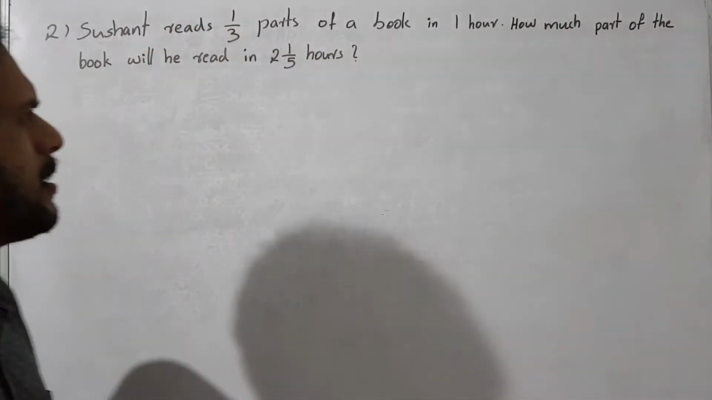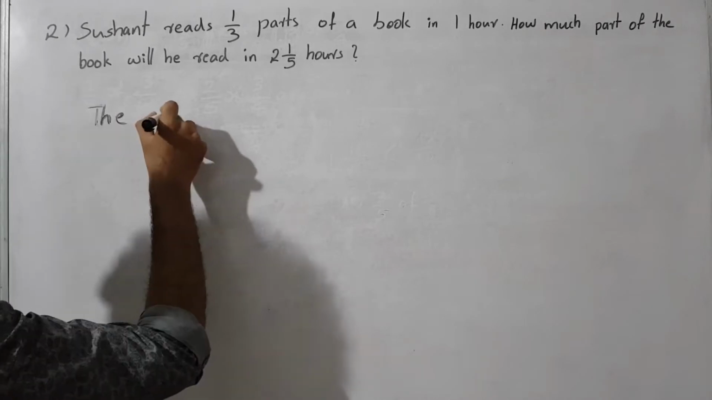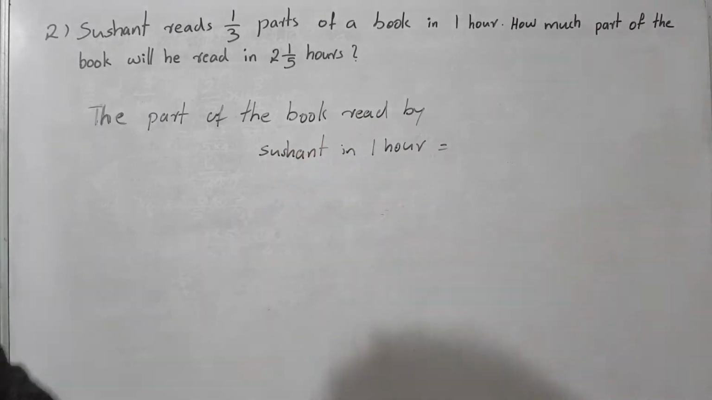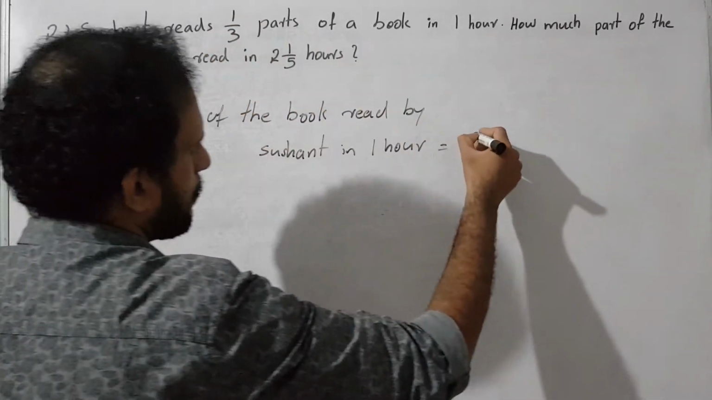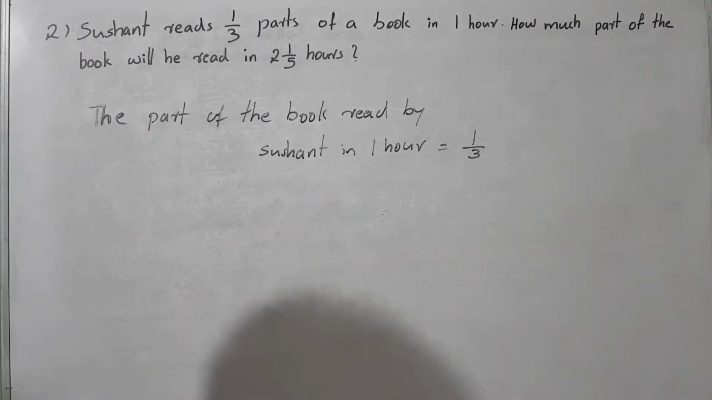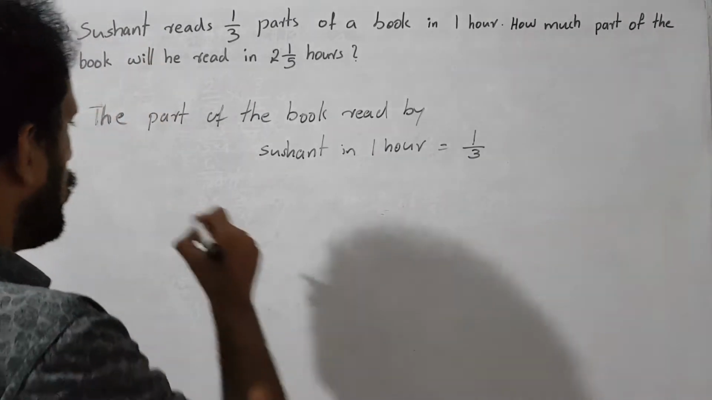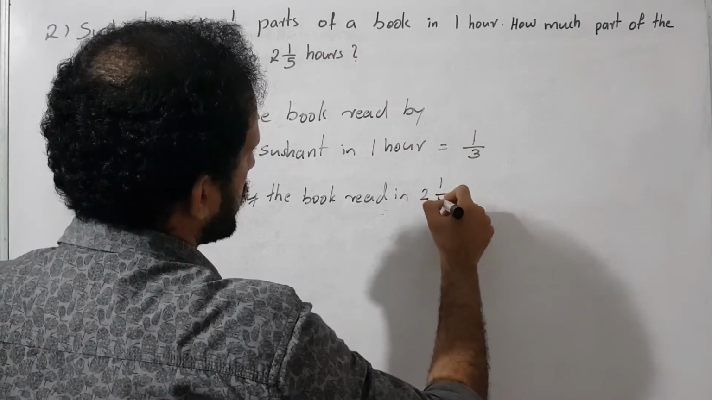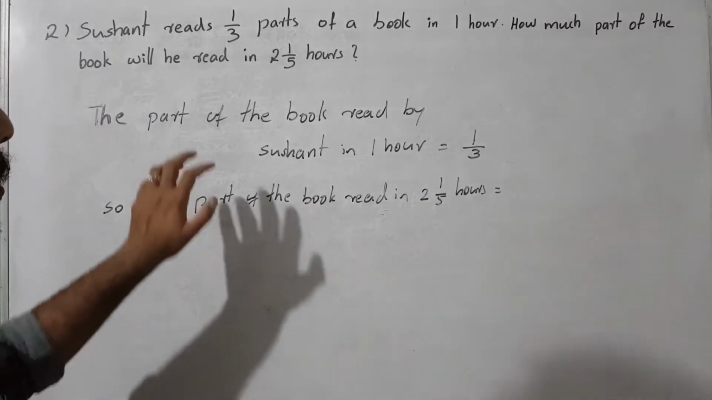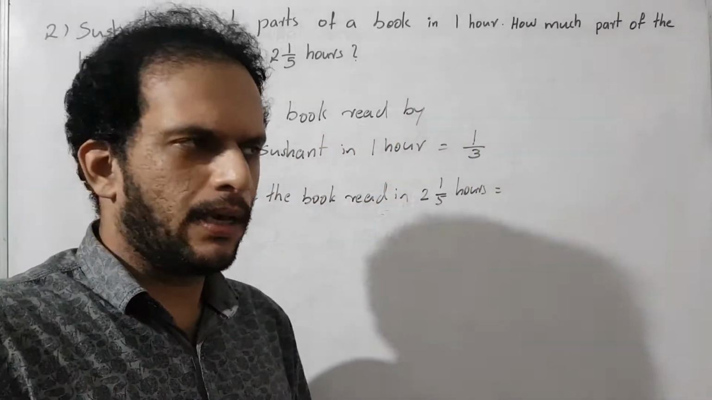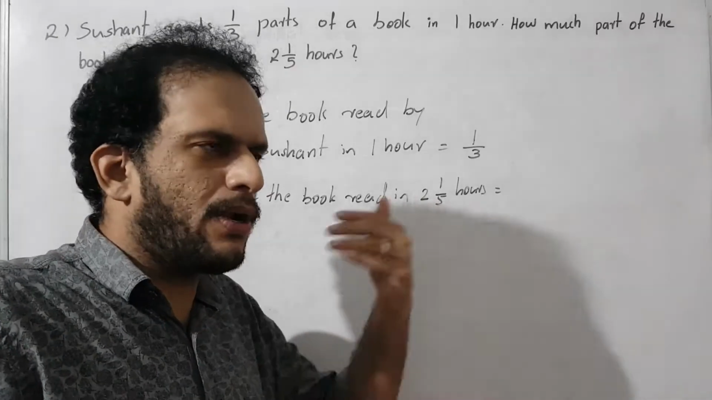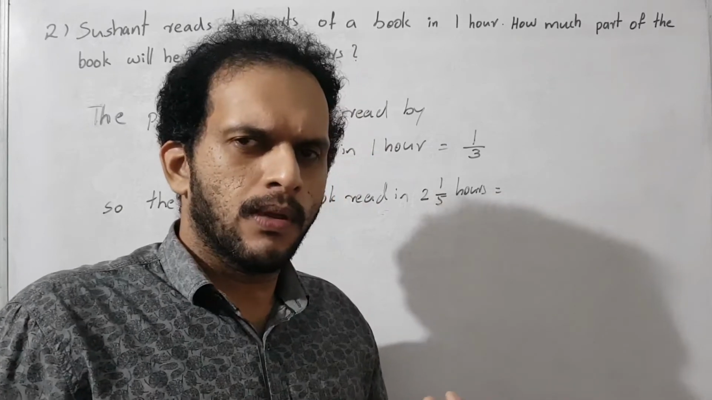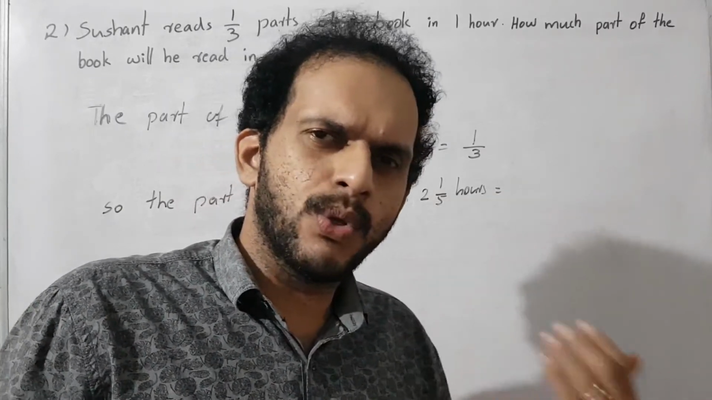Then how do we start? The part of the book read by Sushant in 1 hour is equal to 1/3. Correct? ഒരു മണിക്കൂറിൽ 1/3 പാർട്ടാണ് അയാൾ വായിക്കുന്നത്. So the part read in 1/5 hours is equal to... ഒരു മണിക്കൂറിൽ 1/3 പാർട്ടാണ് വായിക്കുന്നതെങ്കിൽ 1/5 hours അല്ലെങ്കിൽ 2 മണിക്കൂറിൽ എത്ര പാർട്ട് വായിക്കുമെന്ന് എങ്ങനെ കണ്ടുപിടിക്കുക?